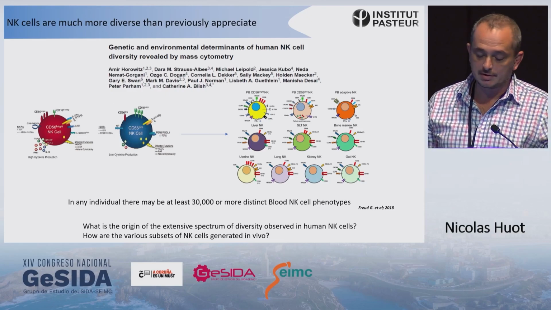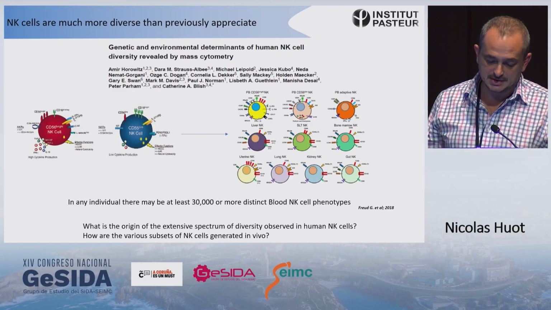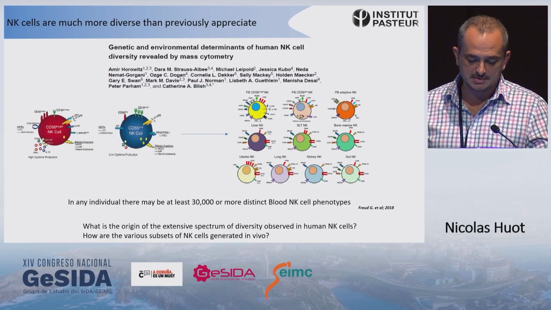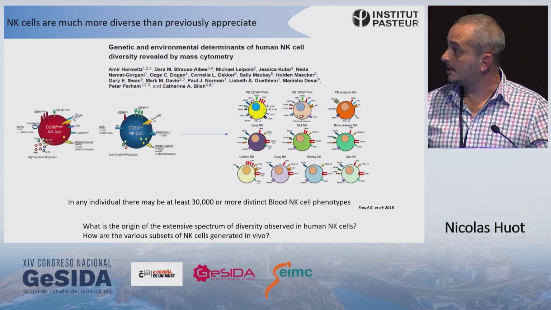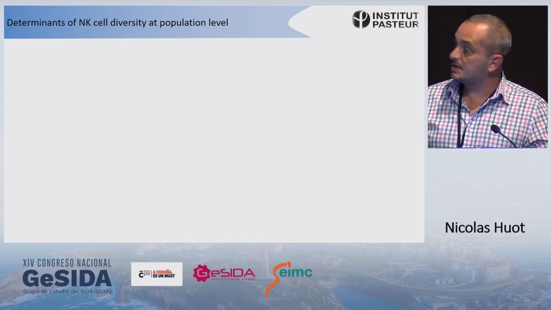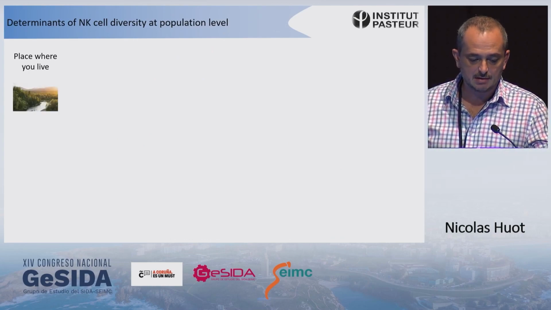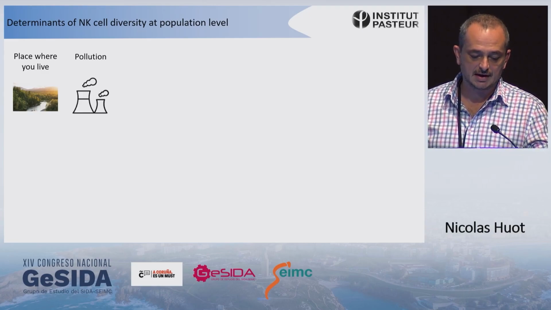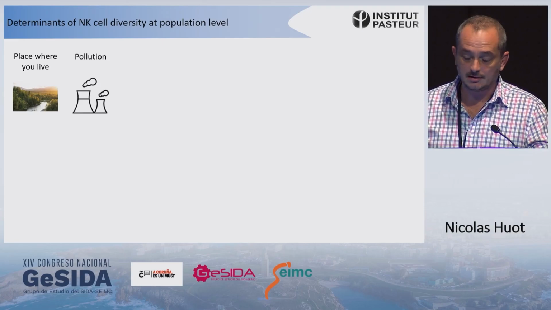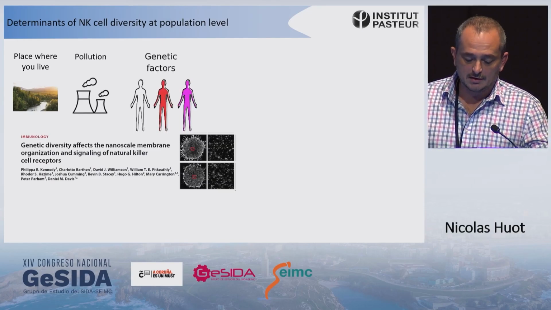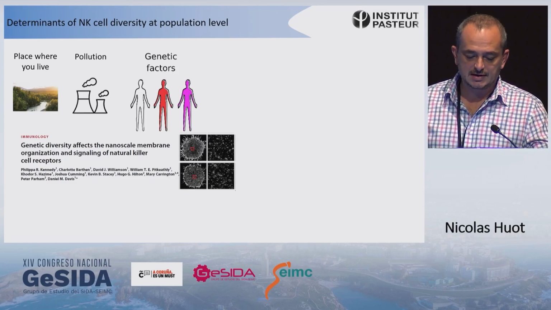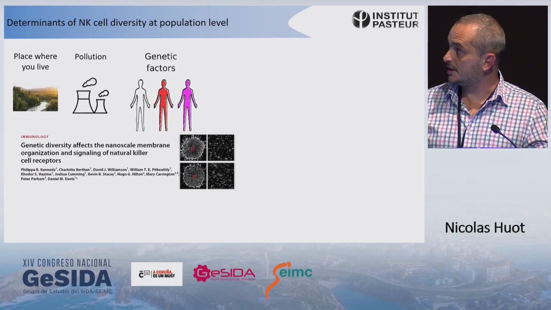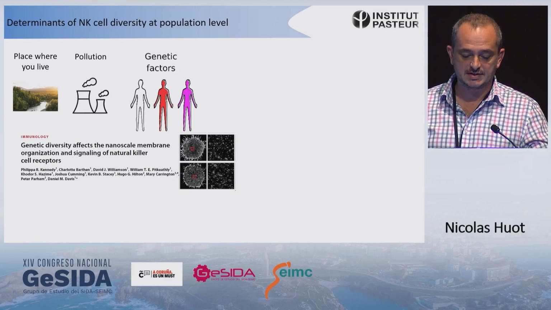So one of the main questions currently is what is the origin of the extensive spectrum of diversity observed in human NK cells, and how are the various NK cell subsets generated in vitro and in vivo. There are many determinants which could participate to NK cell diversity. Among them, there is the place where you live. In fact, the environment where you live participates to the diversity of NK cells. Pollution also participates to NK cell diversity. One of the main factors is genetic. In fact, it has been shown that according to the different MHC that you have in any individual, it will induce diversity of NK cells.